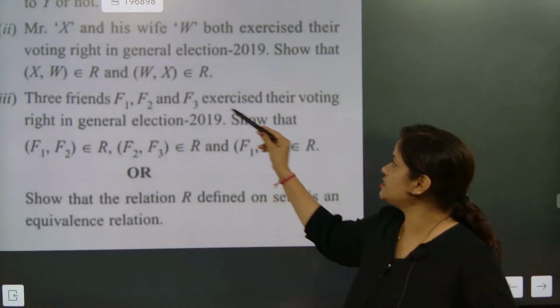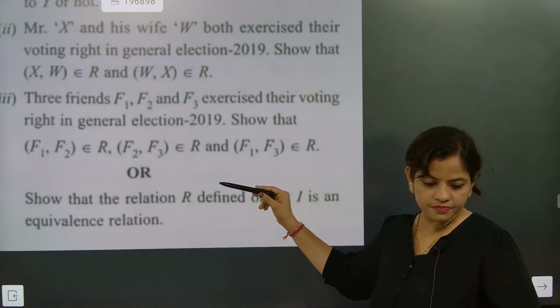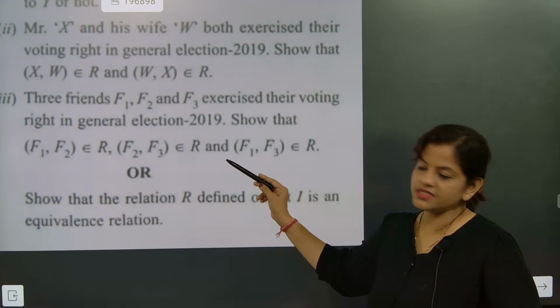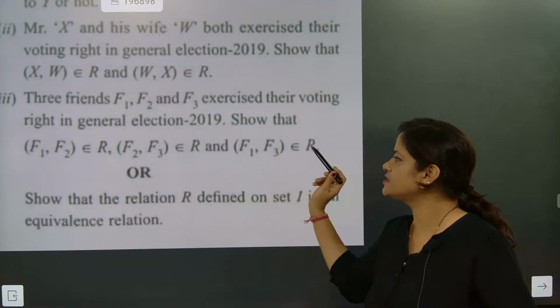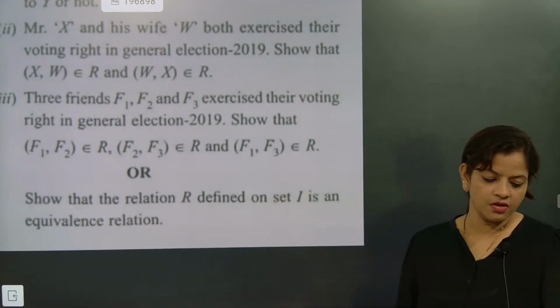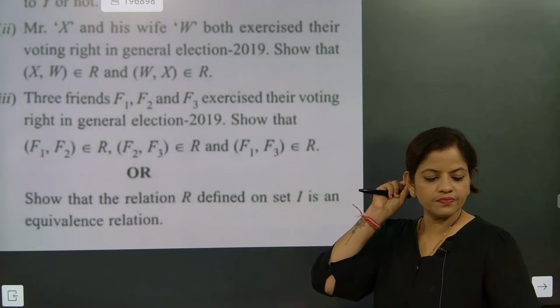Now, three friends exercised their vote in the general election. Show that this belongs to us. So that is coming as a transitive relation. Okay, that part is coming as a transitive relation. Check one time.